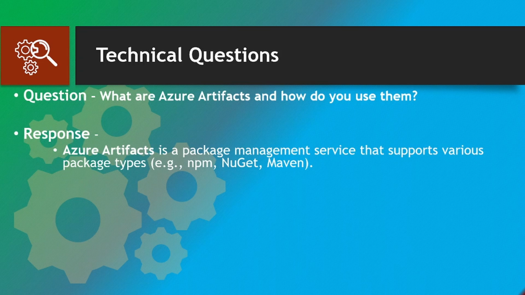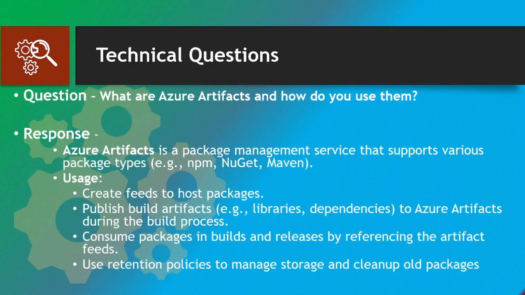The response would be, Azure Artifacts is a package management service that supports various package types. A few examples are npm, NuGet, and Maven. Now how is it used? Create feeds to host packages, publish build artifacts, for example libraries and dependencies, to Azure Artifacts during the build process, consume packages in builds and releases by referencing the artifact feeds, and use retention policies to manage storage and clean up old packages. Moving on.